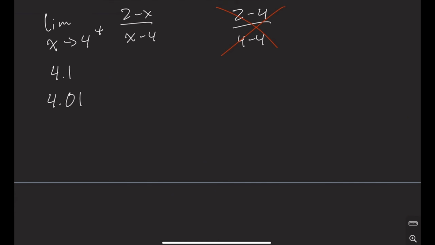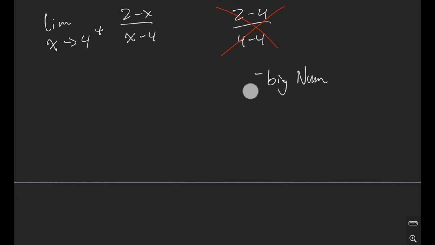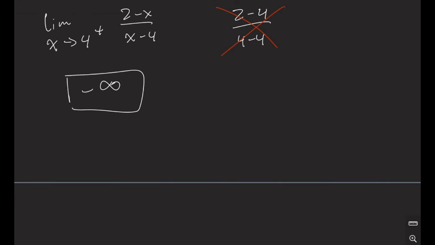So that means I'm going to get a negative 2 on the top, and I'm going to get a really small number on the bottom. And everyone knows that whenever you divide by a really small number, you get a big number. Okay, and also take note that this is a negative sign, which means that this is going to be a really big negative number. So as we take the limit, this means that we're going to get negative infinity as our limit. So this is what it's equal to.